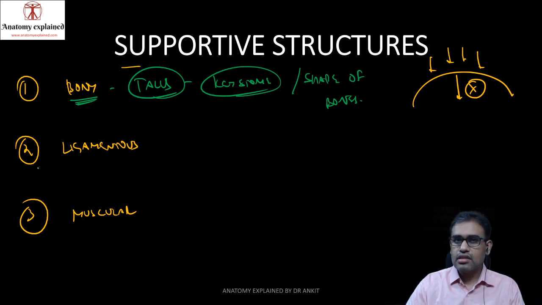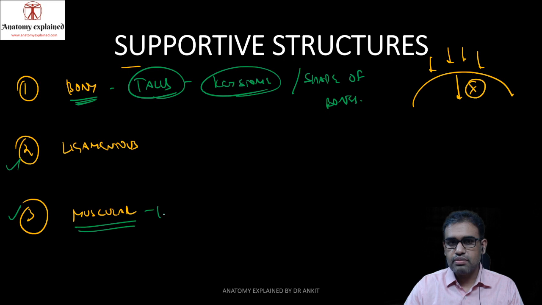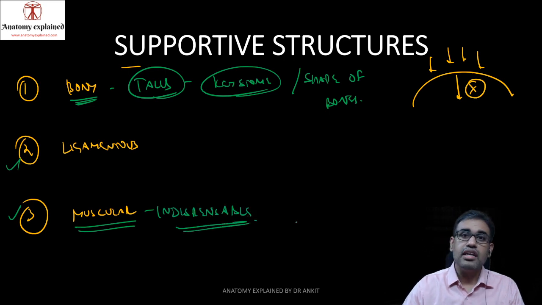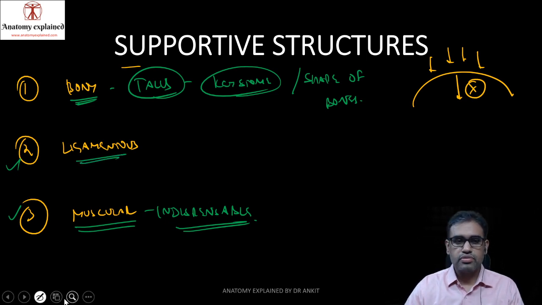The main supportive structures in the longitudinal arches are the ligamentous and muscular support, and this muscular support is said to be indispensable for the maintenance of the medial longitudinal arch. So let us see what these ligamentous and muscular supports are. So first of all, let us know their names and what these are.